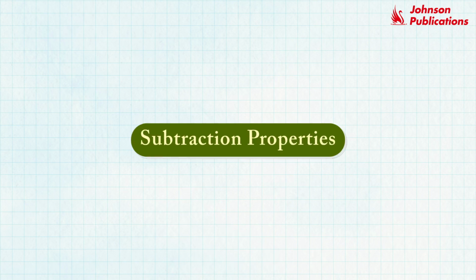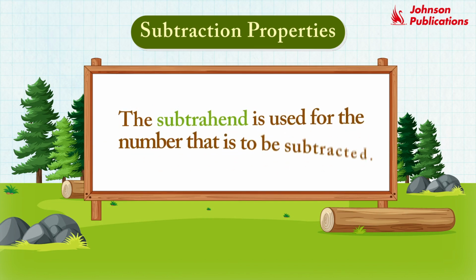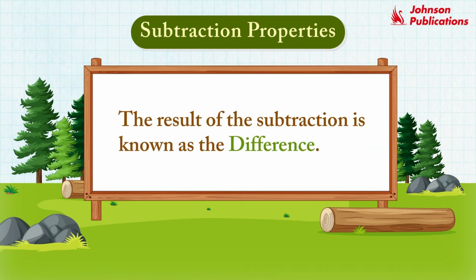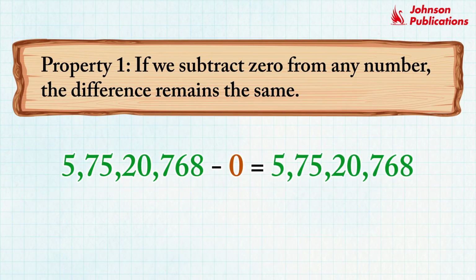Subtraction properties. The number from which we subtract is called the minuend. The subtrahend is used for the number that is to be subtracted. The result of the subtraction is known as the difference. Property 1. If we subtract 0 from any number, the difference remains the same. For example, look at this problem.